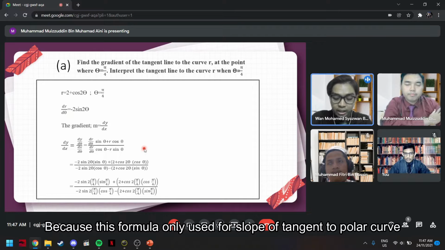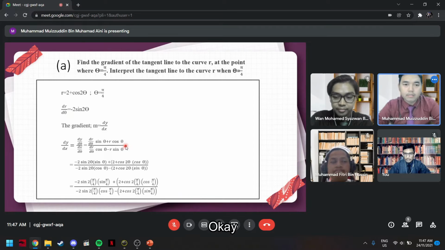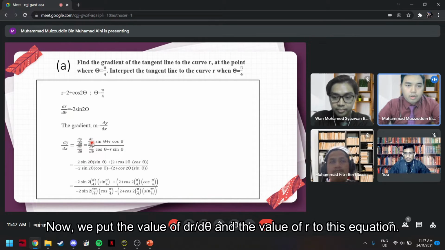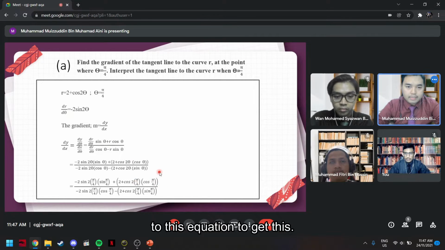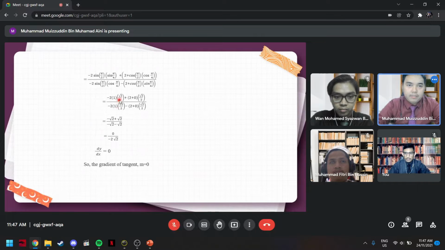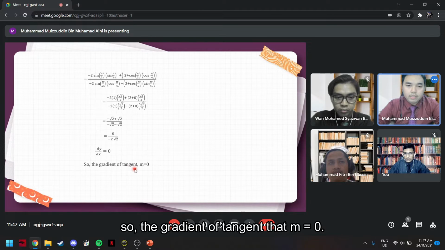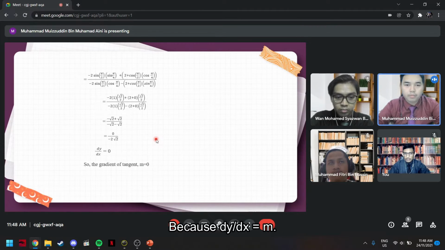Because this formula is only used for the slope of the tangent to a polar curve. Yes, excellent. Okay. Now we put the value of r' and the value of r into this equation. We get this, and after that we put the value of theta, pi over 4, into this equation. We can get this. Okay. After we simplify it, we get 0 over negative 2 sec 2, and the value of dy/dx equals 0. So the gradient of the tangent, that's m, equals 0 because dy/dx equals m.